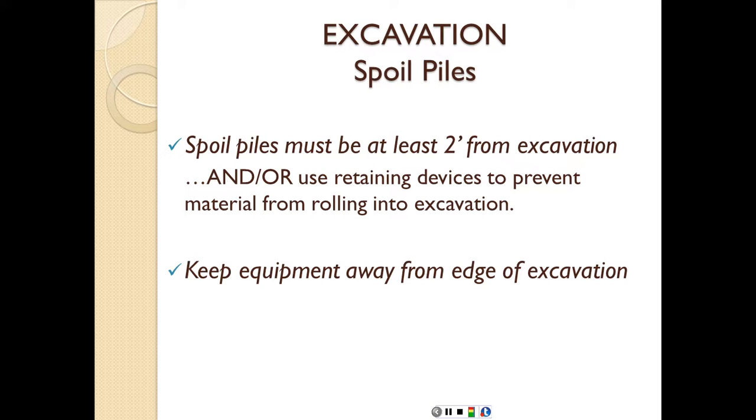Keep equipment away from the edge of excavation, because again, if they get too close to the side, they might destabilize the soil and fall into that trench. So the minimum distance is going to be 2 feet.